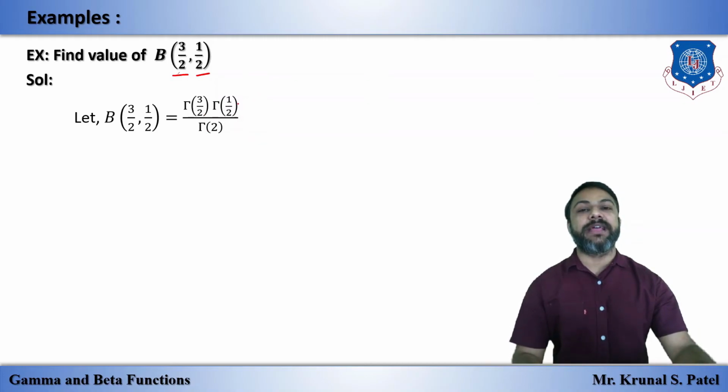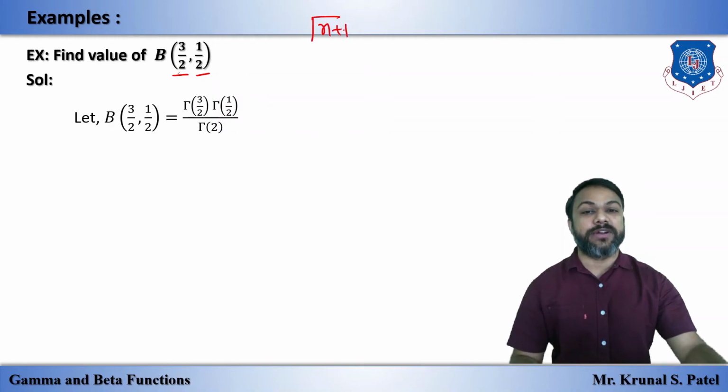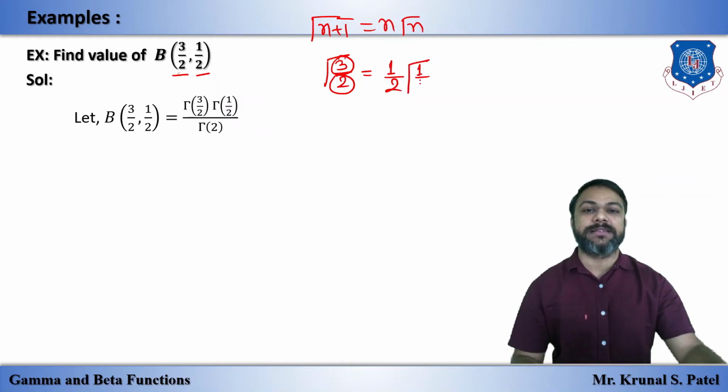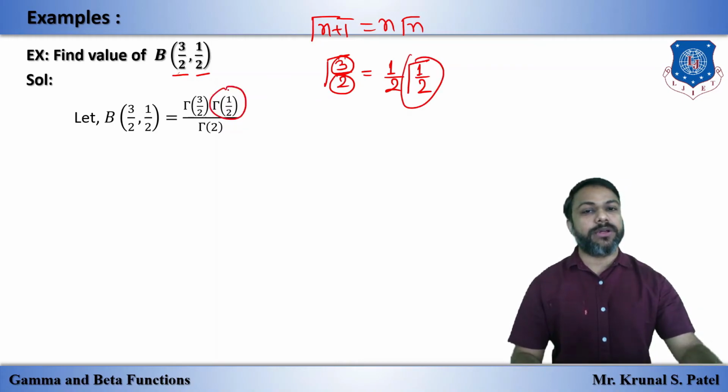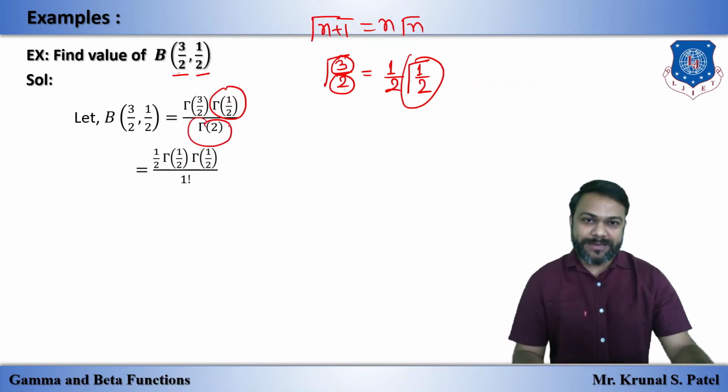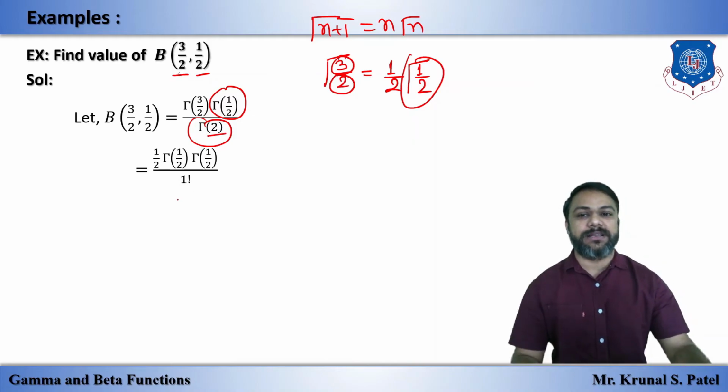Now we have the definition of gamma: gamma(n plus 1) is equal to n gamma n. And as I taught you the shortcut, subtract the numerator from the denominator. So 3 minus 2 is 1 by 2, and now 1 minus 2 is not possible, so gamma 1 by 2 as it is. So we have 1 by 2 and root pi. Same way, root pi. So 1 by 2 root pi, and gamma 2 is 1 factorial, as we know that 2 is a positive integer. So 1 by 2 root pi, so we have pi by 2.